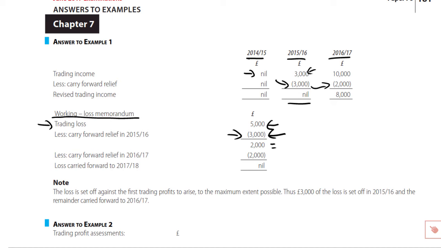And as we said, irrespective of any other income that might exist, those losses will go against the next available trading profits.